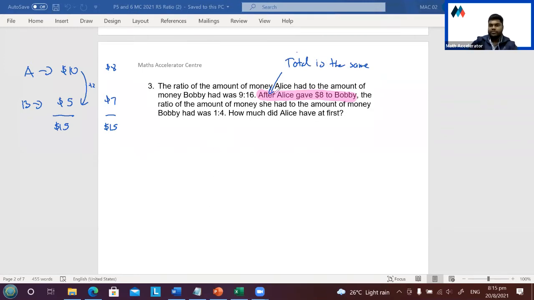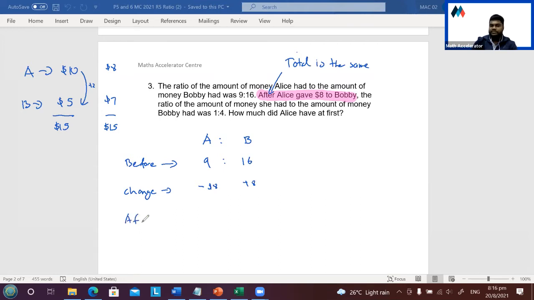All right, so now, write down Alice is to Bobby. This is 9 is to 16. So quickly write down here, this is before. Now the change. So Alice gave $8 to Bobby. So minus $8 here, plus $8.